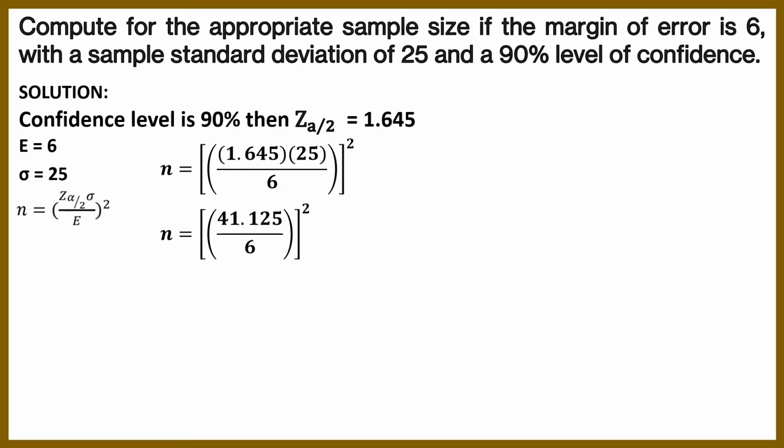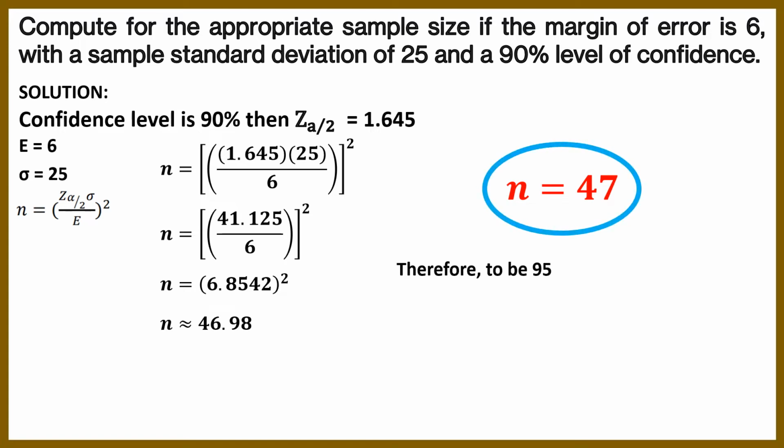Then, the result will be squared. So, n is equal to 41.125 divided by 6 equal to 6.8542. Again, 4 decimal places para mas safe. Then, squared natin yung 6.8542, or multiply natin, 6.8542 multiplied by 6.8542. Then, it is approximately 46.98. So, our final answer for the sample size is equal to 47. Round up our approximation sample size.